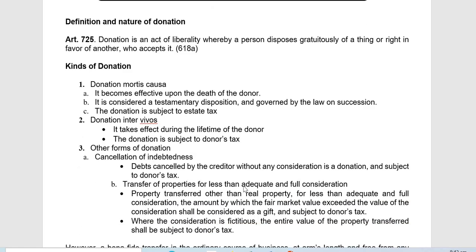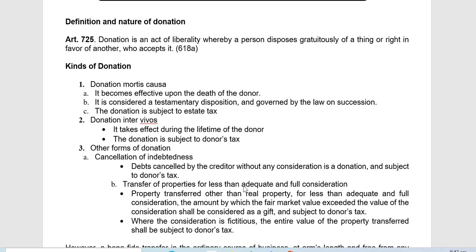We also have other forms of donation which are also subject to donor's tax. First, we have the cancellation of indebtedness. Debt canceled by the creditor without any consideration, yung mga utang na hindi na pinabayaran by the creditor for no consideration at all, is subject na to donor's tax. Also, for those transfers of properties for less than adequate and full consideration.